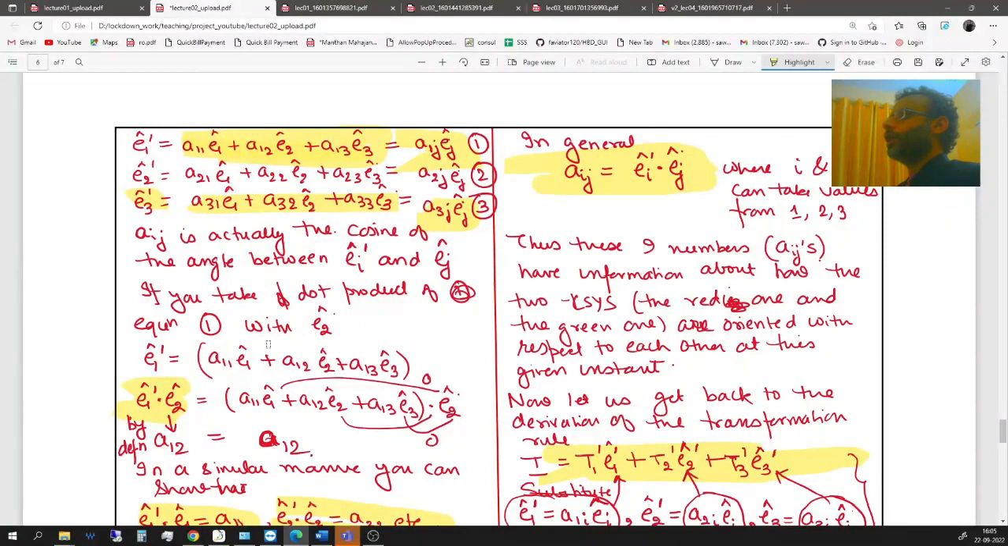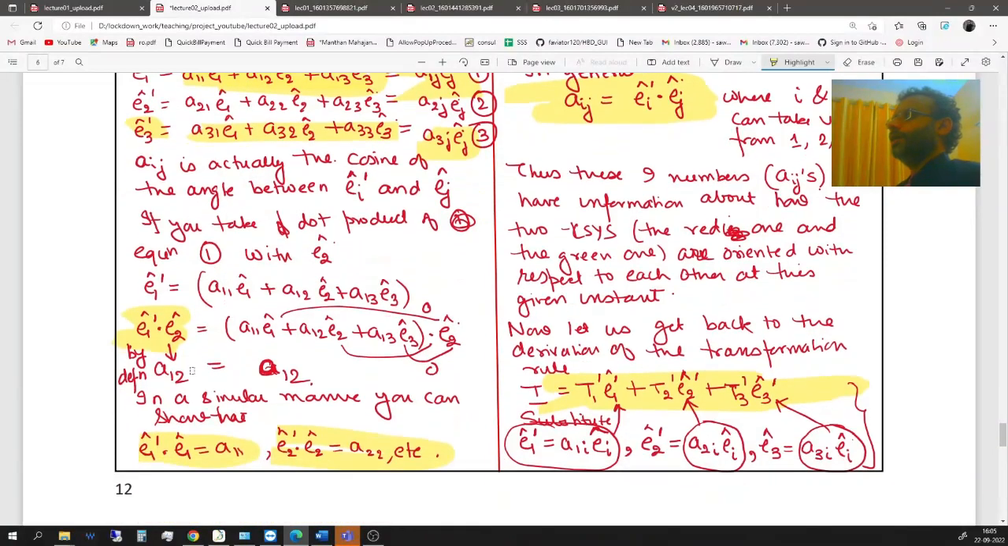and you take a dot product of equation 1 with E2, both sides. So left hand side you will get E1 prime dot E2, right? And will that not be the direction cosine between E1 prime and E2? Indeed it will be. It will be the cosine of the angle between E1 prime and E2, right?